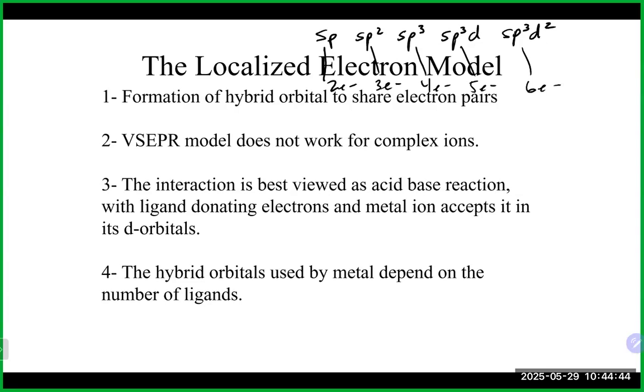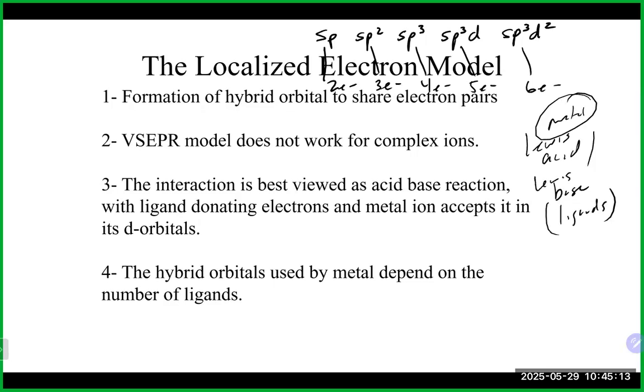Remember as well, when you're doing that, you count single bonds and double bonds each as 1 electron pair. Now, the VSEPR model does not work well for complex ions. So when we think about complex ions, we often think of it as an acid-base reaction, more specifically a Lewis acid-base reaction, where our metal is the Lewis acid, deficient in electrons, and our Lewis base is the ligands that are coming in to bond to it.